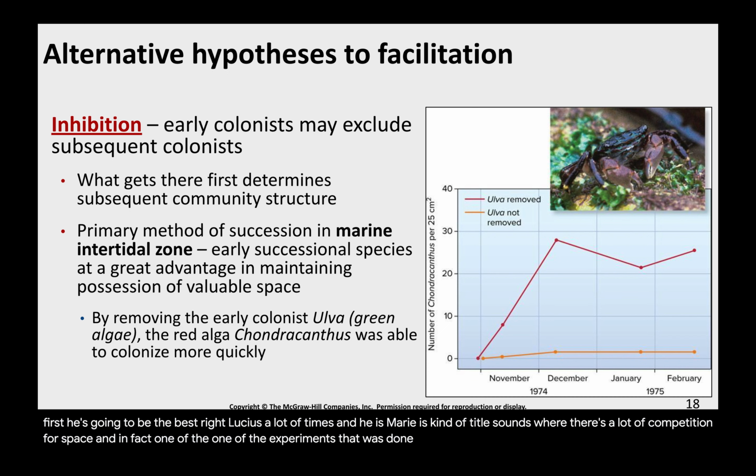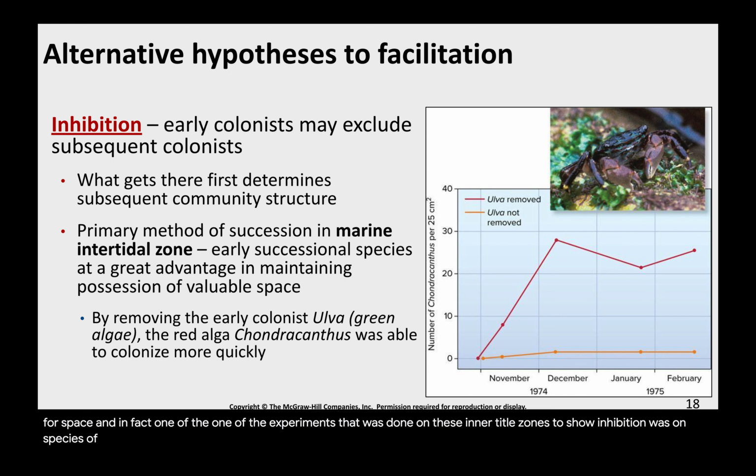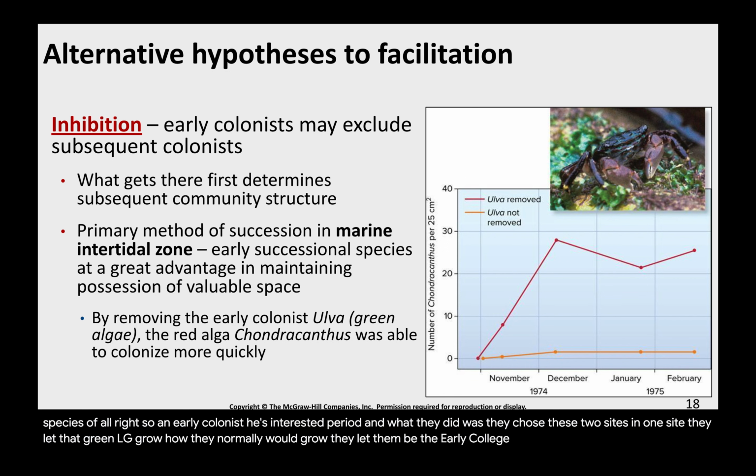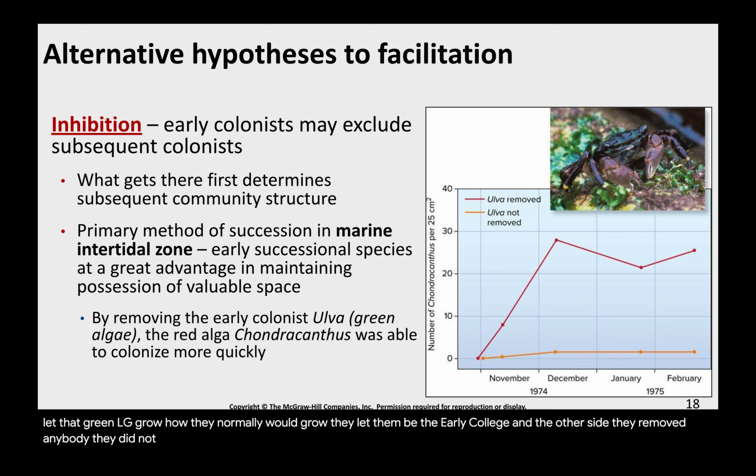And in fact, one of the experiments that was done in these intertidal zones to show inhibition was on species of algae. So an early colonist to these intertidal zones would be green algae, these Ulva species. And what they did was they chose these two sites. In one site, they let that green algae grow how they normally would grow. They let them be the early colonists. In the other site, they removed any of that green algae. They did not allow that green algae to establish.